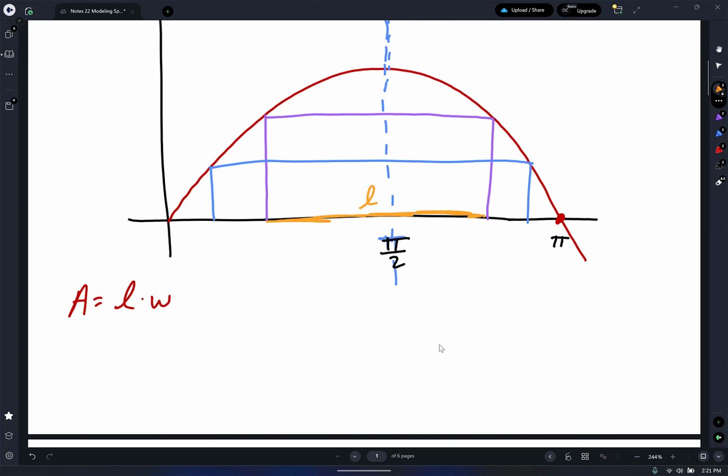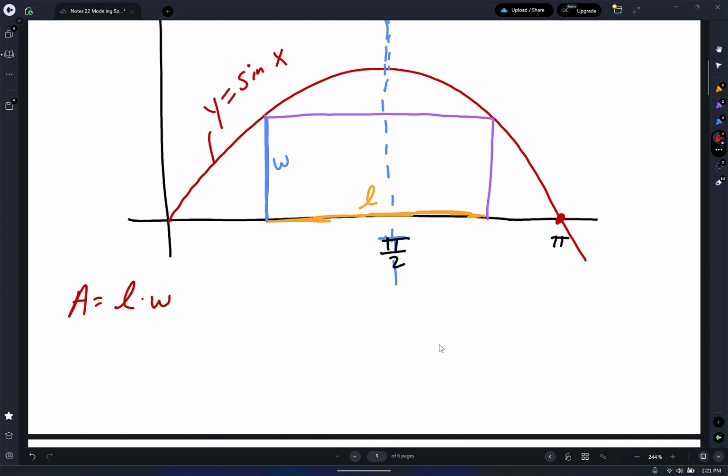And I'm going to call this, do I have another color? Let me erase this purple one, or the sky blue one. I'm going to call this sky blue one, I can pick any color by just clicking on the little, I'm going to call this the width. Are we still okay? Okay. This curve is y equals sine x.